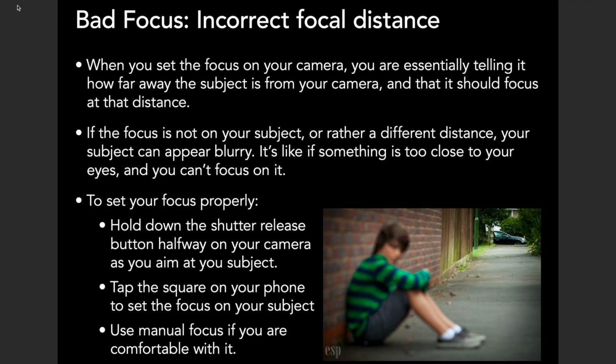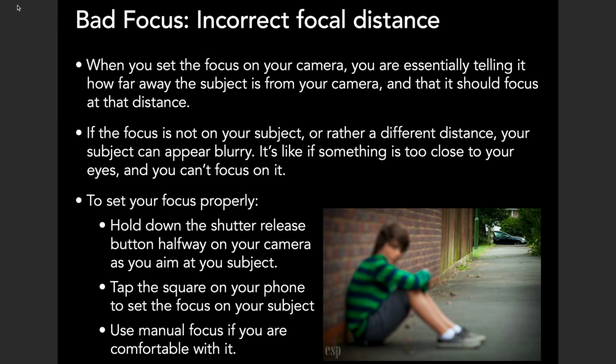If you have a DSLR or another camera that has that shutter release button, if you hold it down halfway on your subject, so aim at your subject, hold it down halfway, it's going to set the focus, and then you can move your camera a little bit to readjust the composition that you're taking. If you're using a phone, you just tap that square to set the focus on your subject.